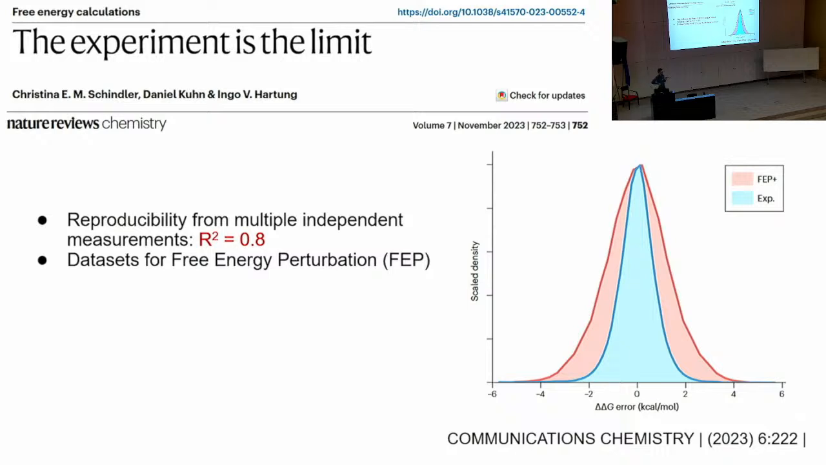So this is a warning, let's say, for machine learning models where they increase and improve, etc., and they go to correlation of 0.9 with the experiment, but the experiment has its limit at 0.8, so this doesn't really have a meaning.